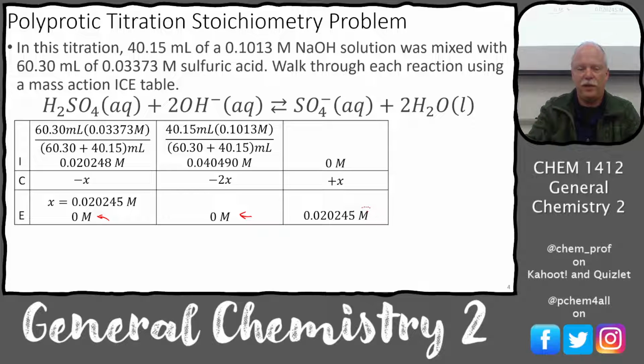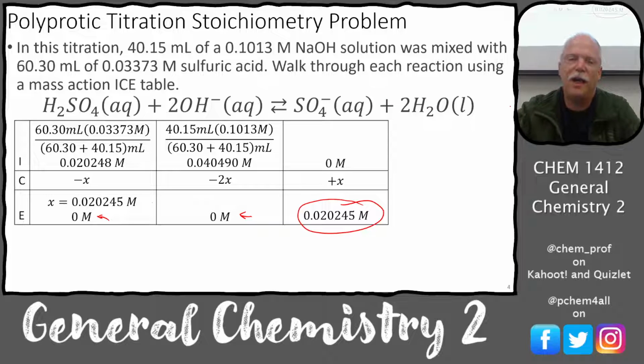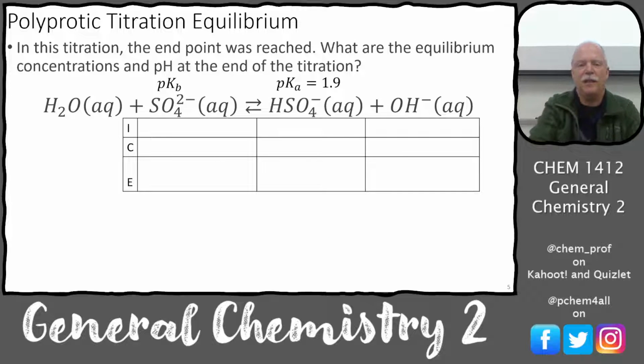We have sulfate here, and if we add this sulfate to water, it's going to pull a proton off the water and make hydroxide and the hydrogen sulfate. So this is the base reaction, that sulfate reacting with water, making HSO4 minus and OH minus. And so now let's see what those concentrations would be.